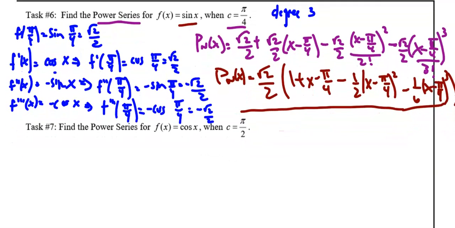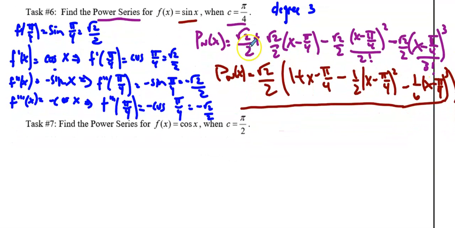All right, so let's look at cosine. And again, I encourage you, as in the first 2 videos, to pause the video and see if you can do this with cosine at pi over 2. So let's go ahead and knock this one out as well.